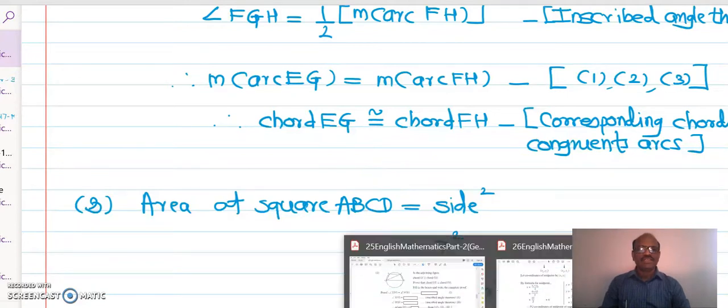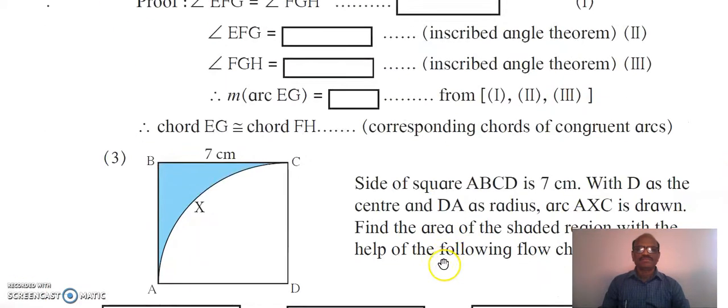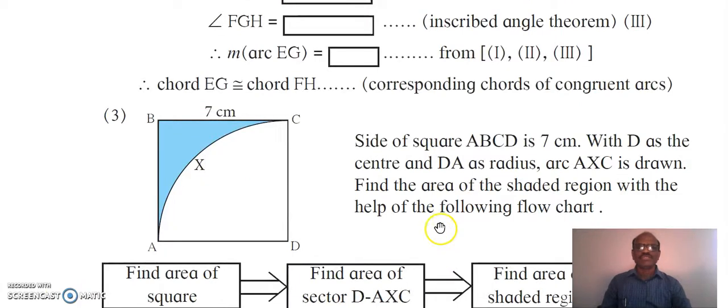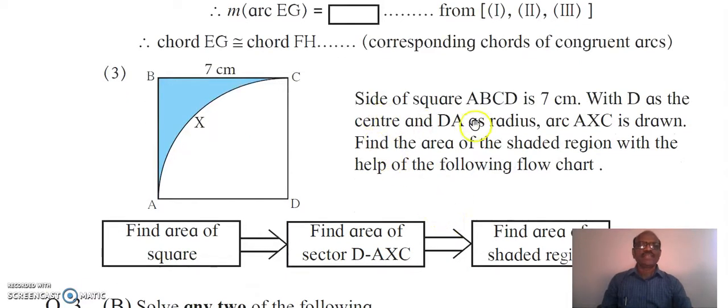Now we'll see the next question. In this question, the side of the square is 7 centimeter. D is the center, DA is the radius, arc AXC is drawn. Find the area of the shaded region with the help of the following flow chart. Again, this is very simple.